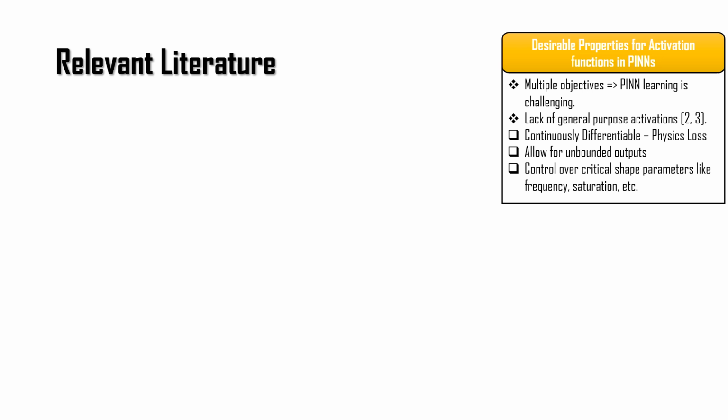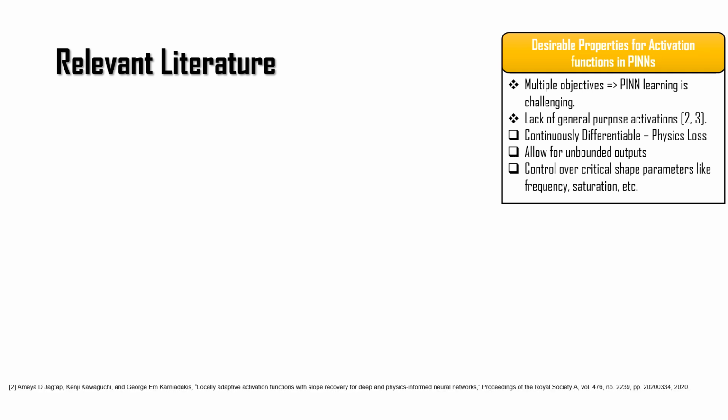As mentioned in the previous slide, PINN optimization involves several objectives, which makes it a challenging problem. It is difficult to satisfy all the constraints at all times. Also, selection of activation functions for PINNs is not as straightforward as for typical deep learning problems. In PINNs, the system dynamics plays a key role in selecting a suitable activation function. So we do not have a one activation fits all for PINNs like we have ReLU for deep learning problems. Few desirable properties of activation functions for PINNs are enlisted here.